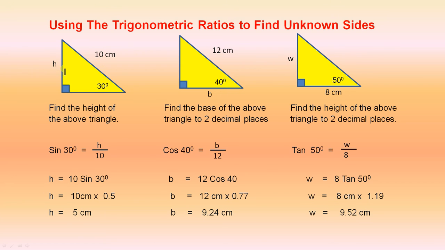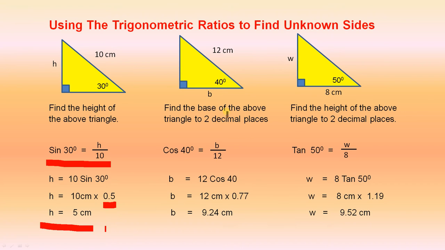So if we have the opposite side and the hypotenuse, we use sine. So sine 30 is h over 10. Multiply both sides by 10, which gives you h equals 10 sine 30. H equals 10 by 0.5. Just use your calculator to find the sine of 30. So h is 5 centimetres.